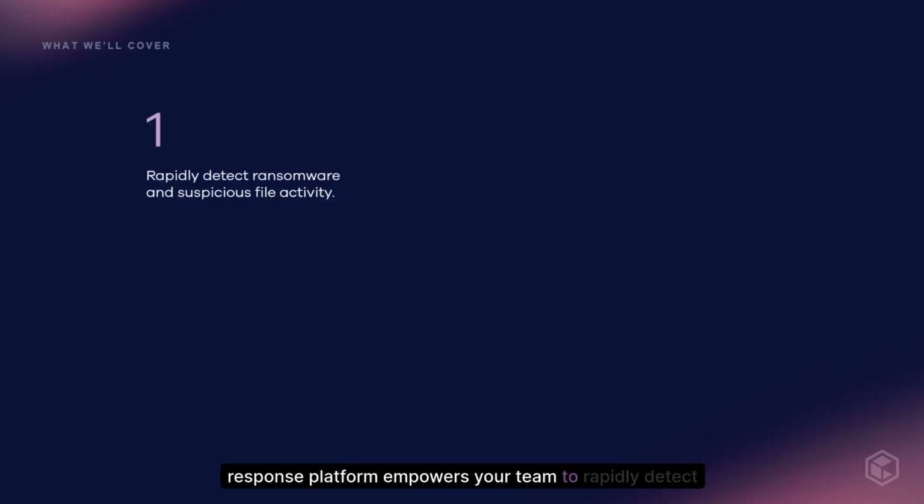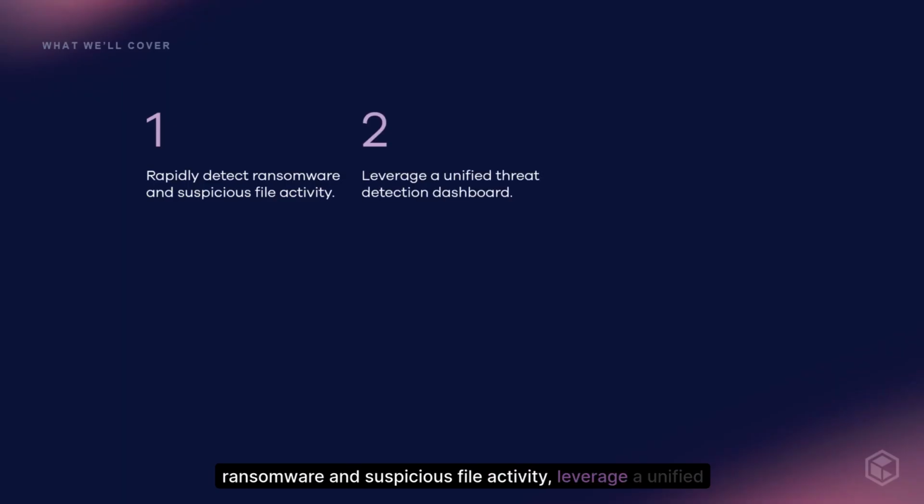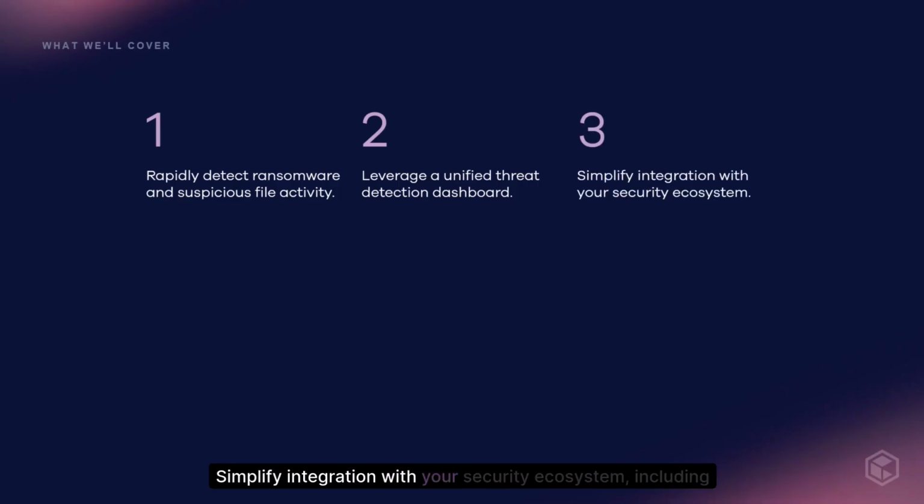In this demo, you'll see how Commvault's threat detection and response platform empowers your team to rapidly detect ransomware and suspicious file activity, leverage a unified threat detection dashboard that correlates signals, assigns risk, and helps you prioritize response. Simplify integration with your security ecosystem, including security information and event management and threat intelligence partners.